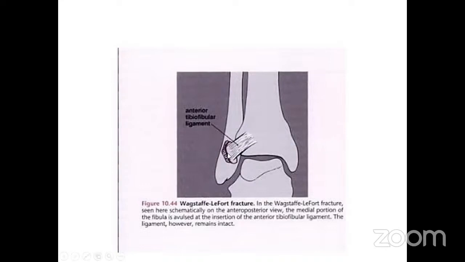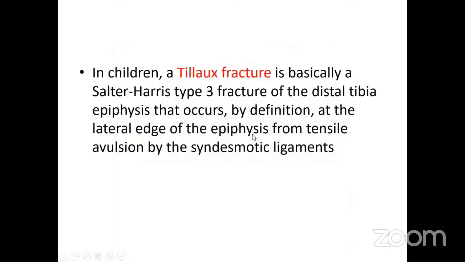This is nothing but the fibular side being fractured. And the counterpart of the Le Fort-Wagstaffe fracture, that is, if the tibial side is fractured in children, it is called a Tillaux fracture. So Tillaux fracture and Le Fort-Wagstaffe fractures are actually seen in children, and it's because of the avulsion of the anterior tibiofibular ligament.